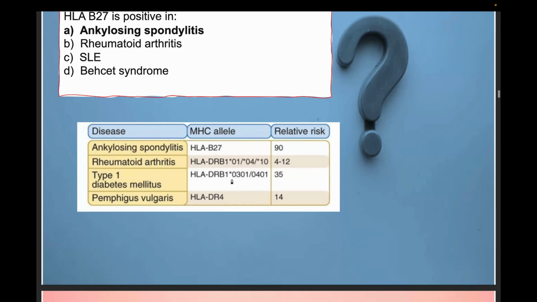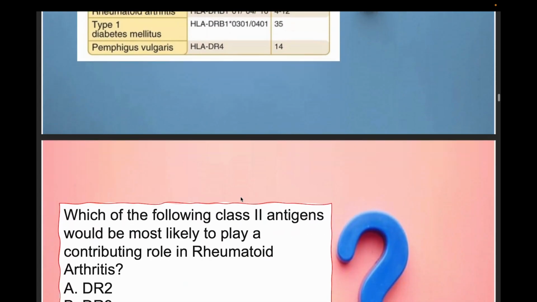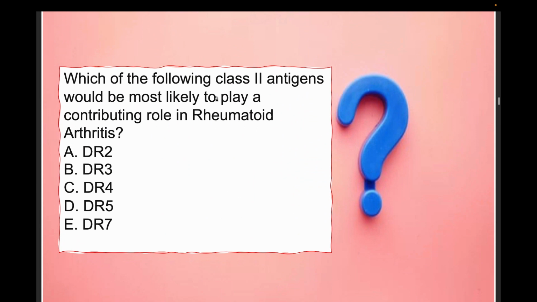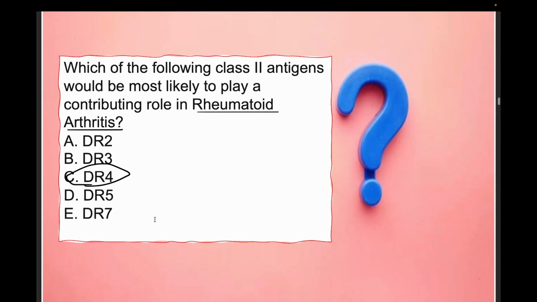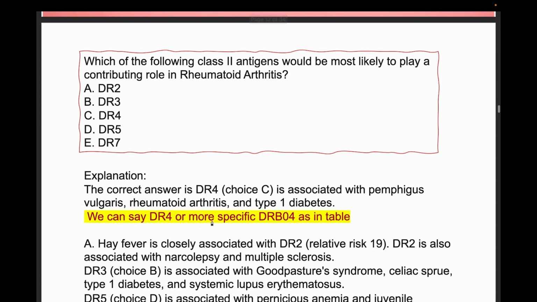Type 1 diabetes mellitus, I'm not sure if we should know it. Pemphigus vulgaris DR4. That's it. Which of the following class 2 antigens would be most likely to play a contributing role in rheumatoid arthritis? We said DR1 or DR4 or DR10. Which one is present? DR4. This is the right answer. We can say DR4, or more specifically DRB.